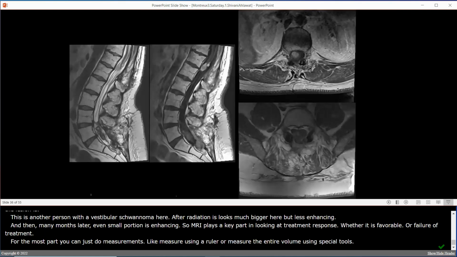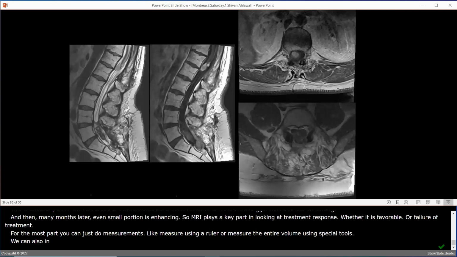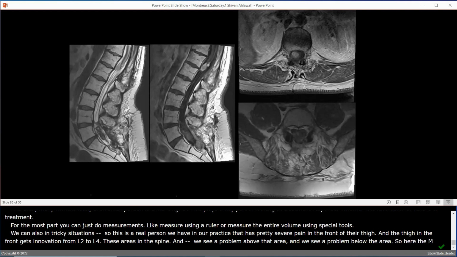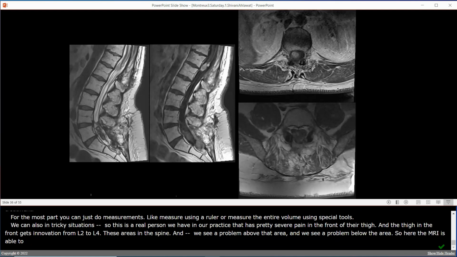We can also, in tricky situations, so this is a real person that we have in our practice who has pretty severe pain in the front of their thigh. And the thigh in the front gets innervation from L2 through L4, basically these areas in the spine. And we see a problem above that area, and we see a problem below the area. So here the MRI is able to show us that although there are issues above and below in the area that's actually the most bothersome to the patient, we do not see something in their spine.